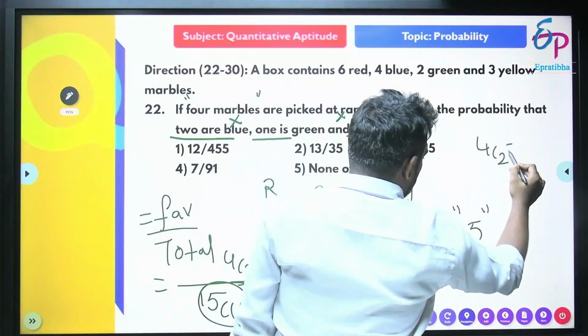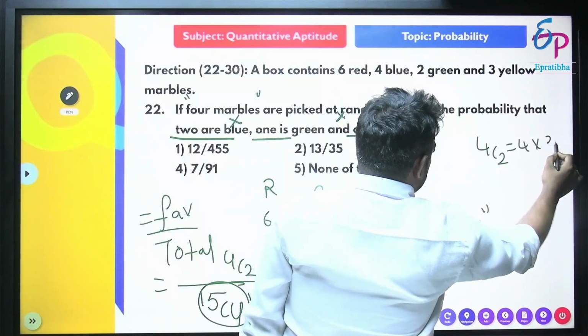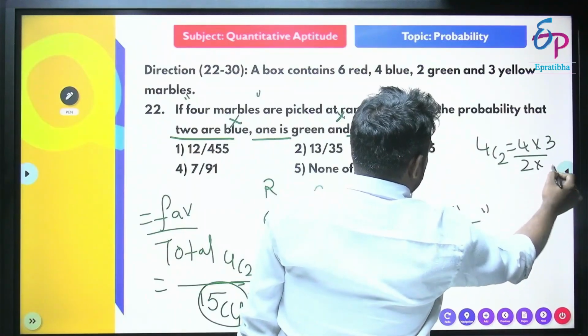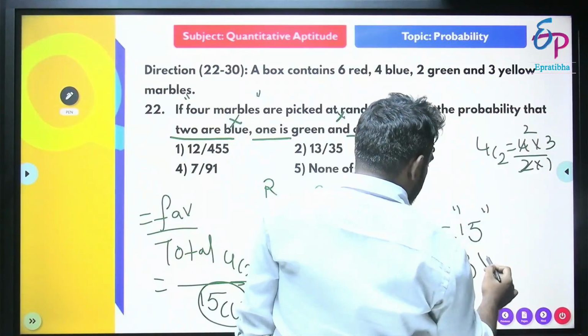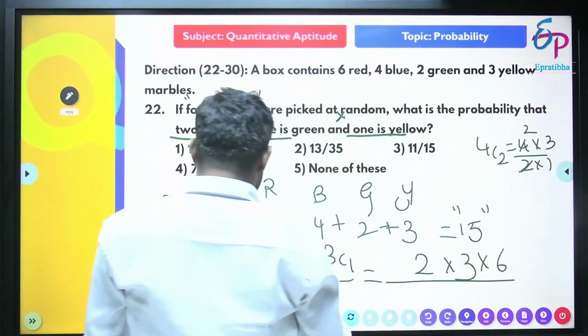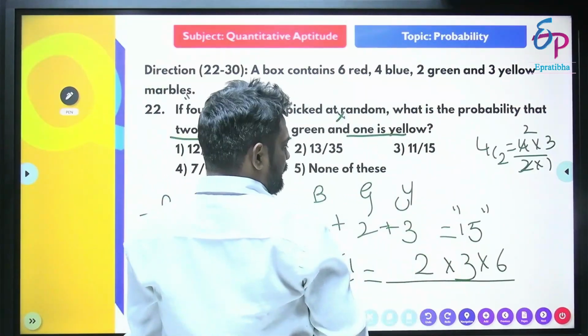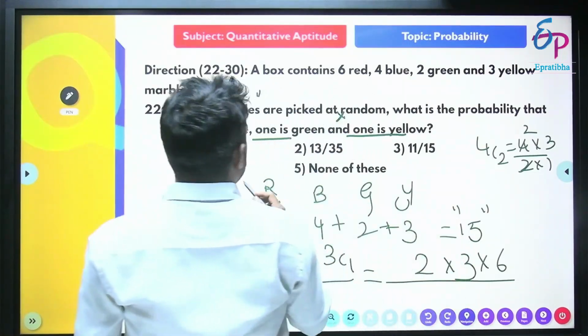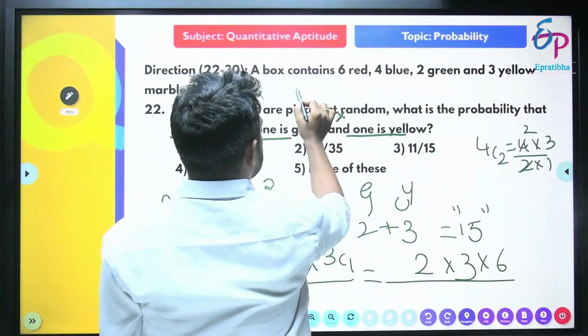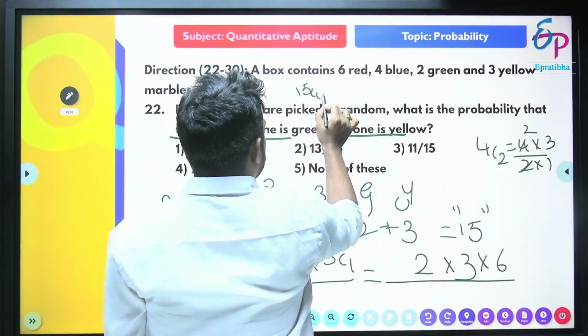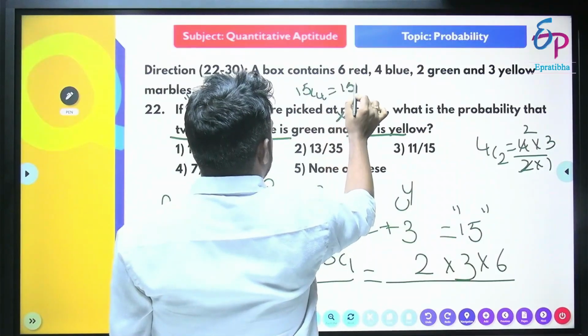From 4 to how many? 2 numbers. 4 into 3 by 2 into 1. Here it is. By 15C4 value we have to calculate. 15C4 means from 15, 4 numbers we have to write.